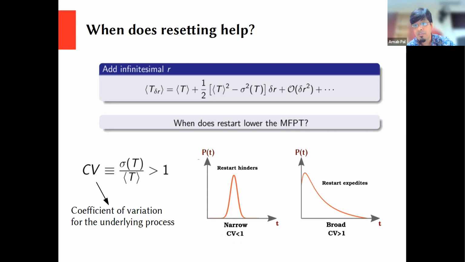On the other hand, when you have a very broad CV, like for example what you see here on the right-hand side, where you could have a power-law tail or something like that, restart will always expedite the process. So this is essentially how you can understand, in terms of probability, for what kind of underlying process resetting will be helpful. Over the years, we have tried many different mathematical ways to formulate this, but I would also like to take a moment to give you a very simple probabilistic interpretation of this criterion.